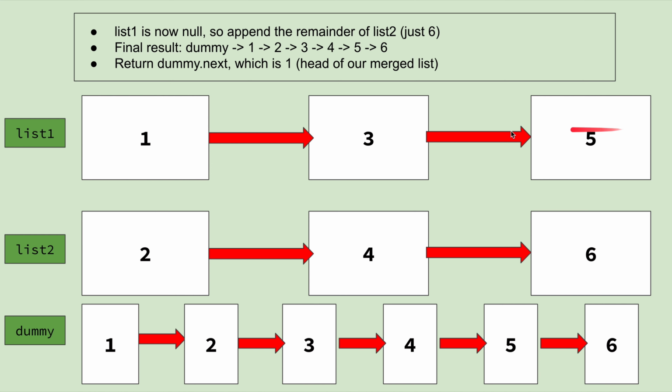So list 1 is exhausted now, right? List 1 is done, so we will append the 6 directly to the dummy, and your dummy becomes 1 2 3 4 5 6, right? So these pointers mean this node is connected to this node, and this node is connected to this node. I think you are aware of that. So when we reach the end, we will return dummy dot next, right? And what is dummy dot next? It is 1, right? This is the head of our merged list.